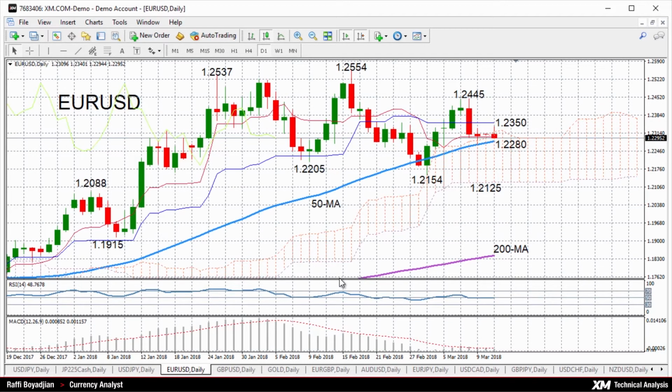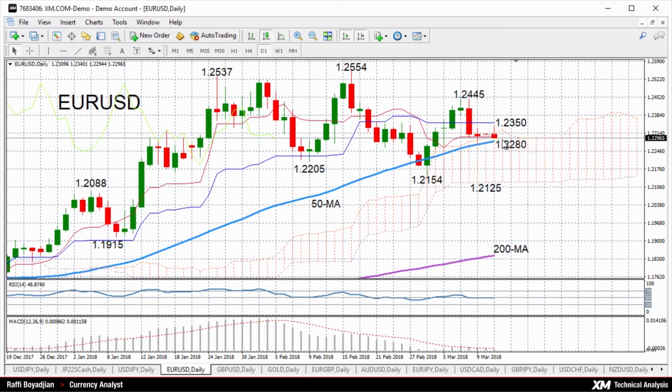Let's now turn our attention to euro dollar. We can see the euro dollar is also fairly neutral at the moment, holding just above the 50-day moving average. We can see prices have entered the Ichimoku cloud, currently trading just near the top of the cloud. So that's also another indication of a neutral outlook in the near term. Also, we can see that from the RSI as well, being flat at 50.